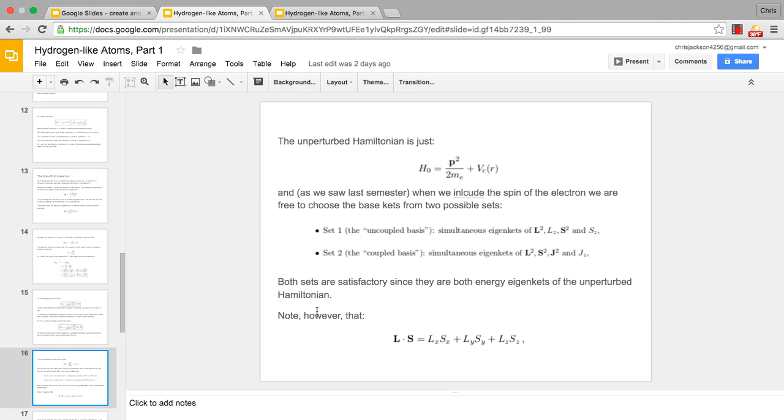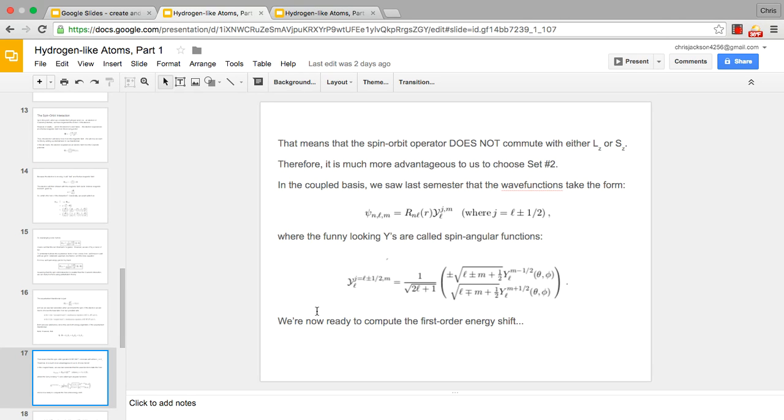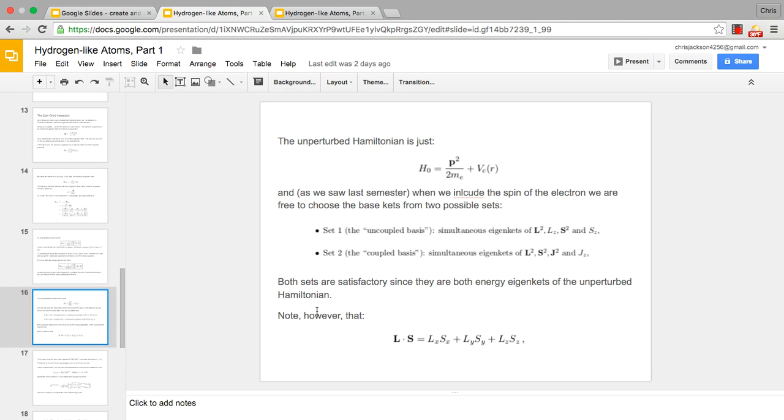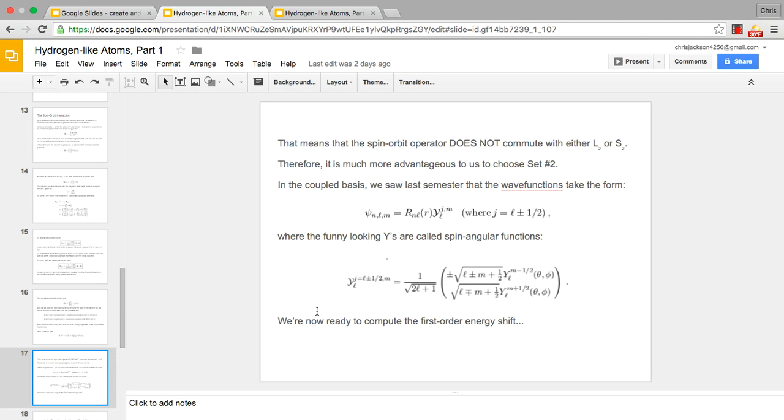And it turned out that both sets are satisfactory in the sense that they'll give you the same answer. At least they should, but one's easier than the other. And so it turned out that the second choice, which was the coupled basis, turns out to be the advantageous one for us to work in. So in this coupled basis, we can write down the wave function. It's just the radial part times these what are called spin angular functions.